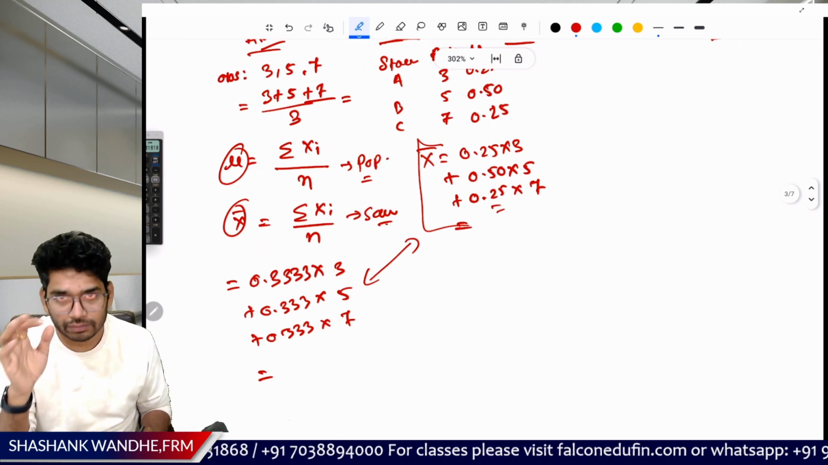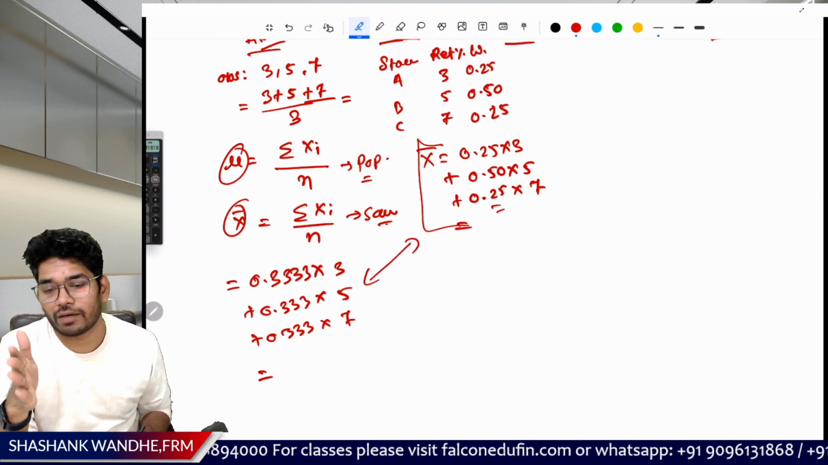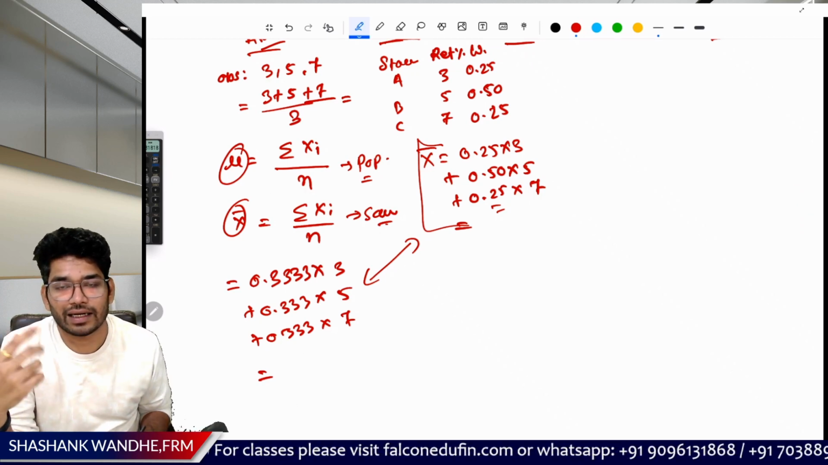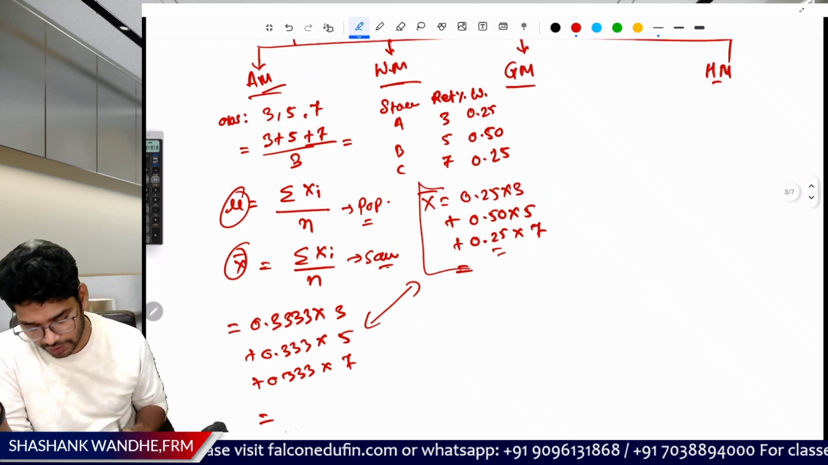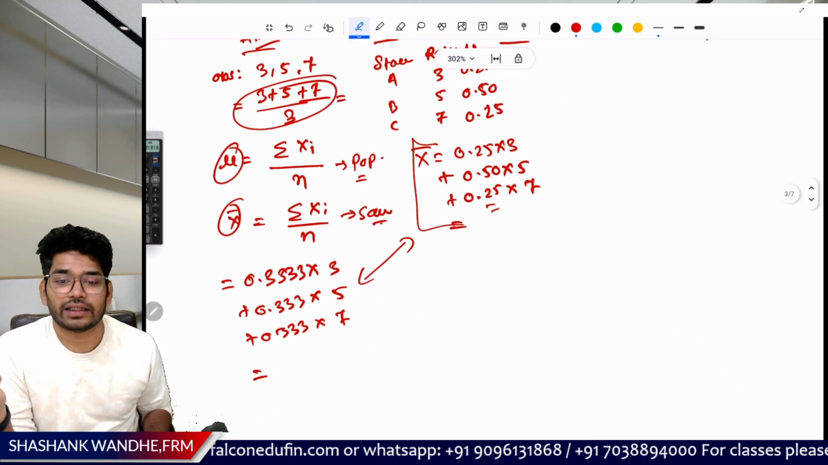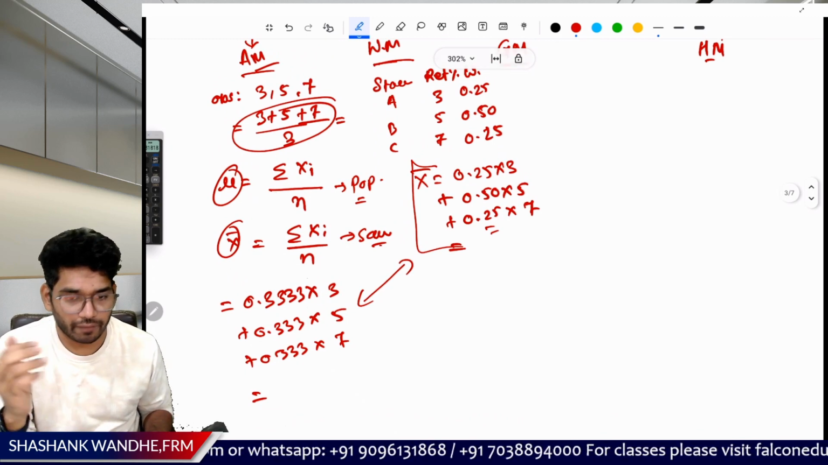The only difference, not a technical difference, an academic difference you can say, between the weighted mean and the arithmetic mean is that in the arithmetic mean we have equal weights, and because we have equal weights, you can use the simple formula. In the weighted mean, you will have different weights for your values.